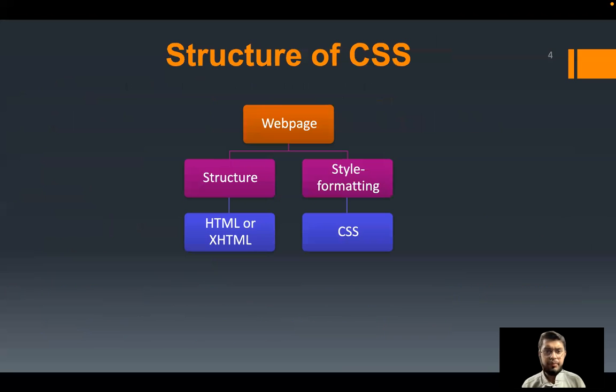Let's move further. This is the basic structure of a web page. First of all, we have the web page. Then on the left side, we have structure. How the structure is made comes under HTML. We use HTML for the structure part of a web page. On the other side, we have style formatting, how the styles should work and how the web page should look. This comes under CSS. We'll not go to the structure part, but we'll go to the CSS style formatting part.